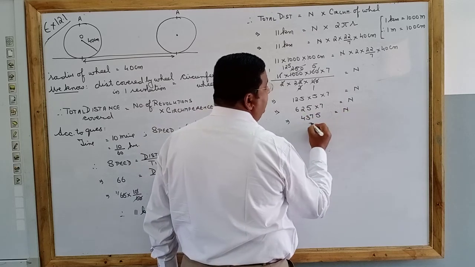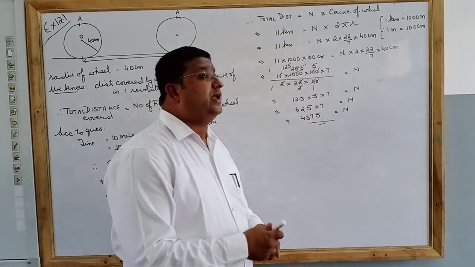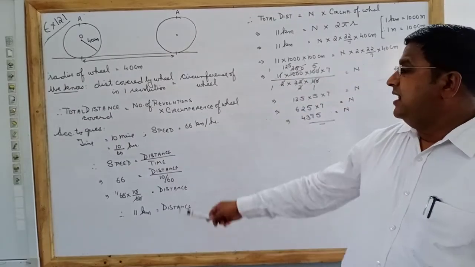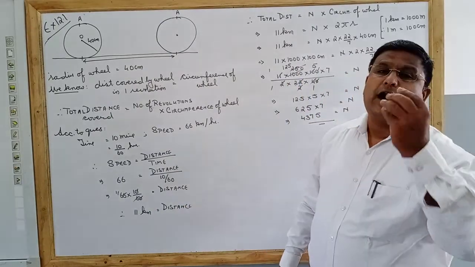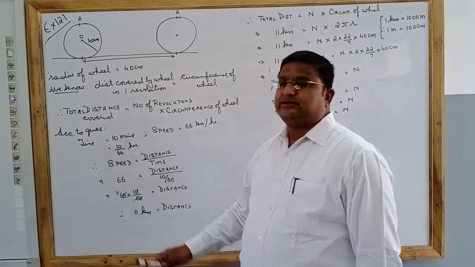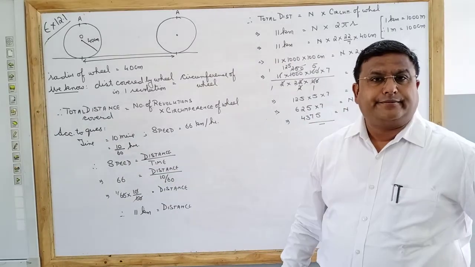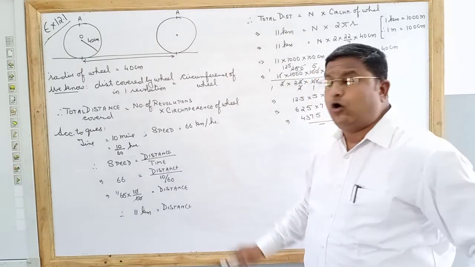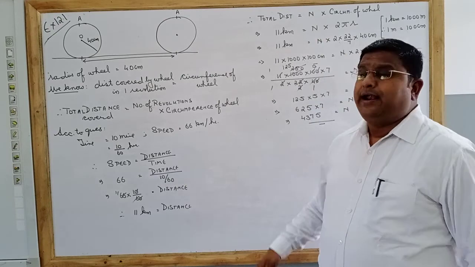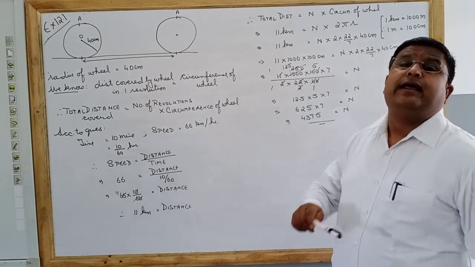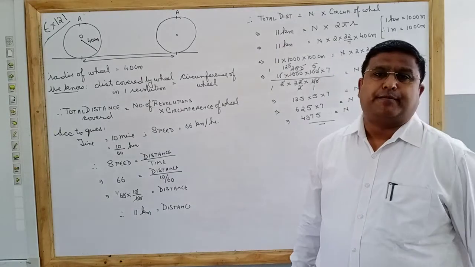How many times is the wheel going to rotate? 4375 times to cover a distance of how many kilometers? 11 kilometers. In how much time? 10 minutes. And what speed? 66 kilometers per hour. If the speed had been more, definitely the distance covered would have been more. If the distance covered would have been more, definitely the wheel would have rotated more number of times compared to this.